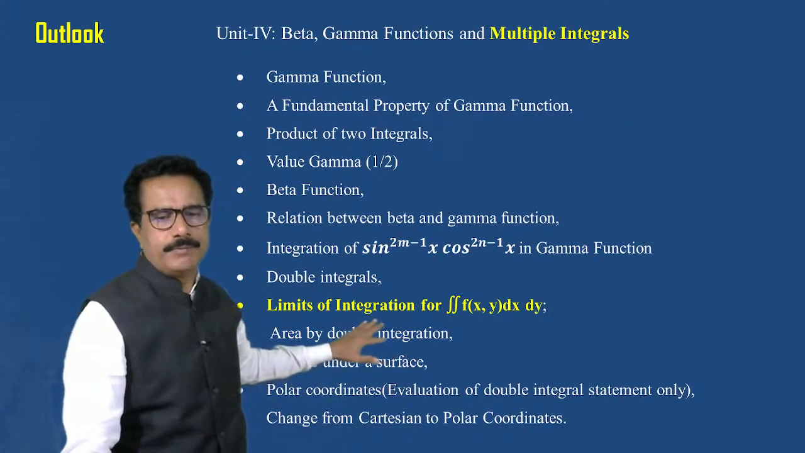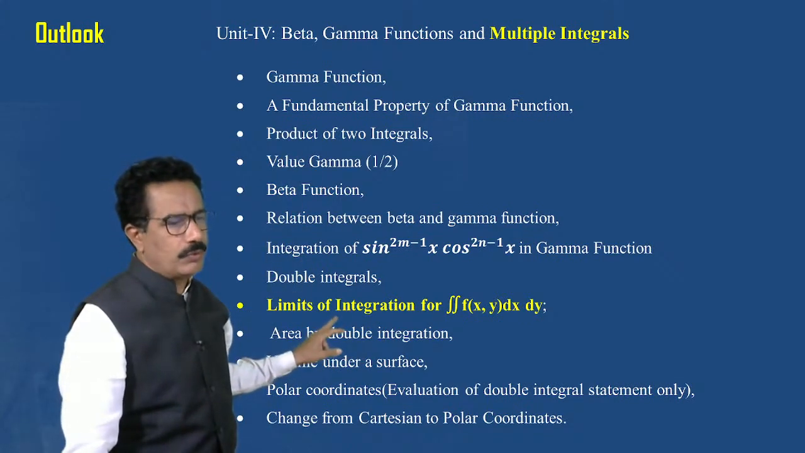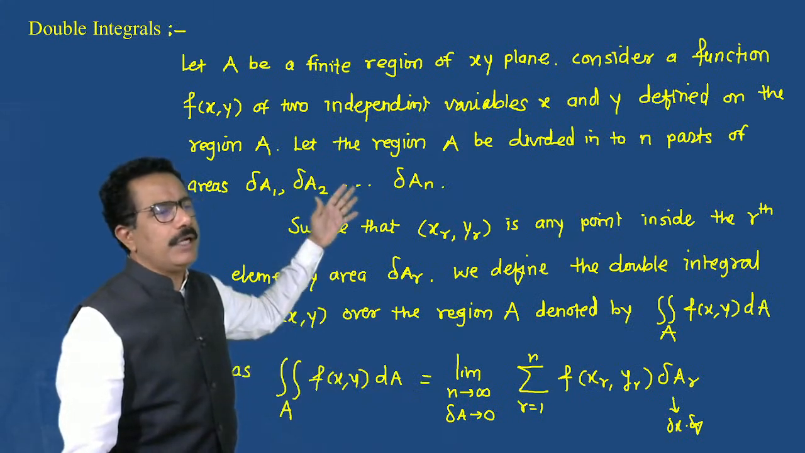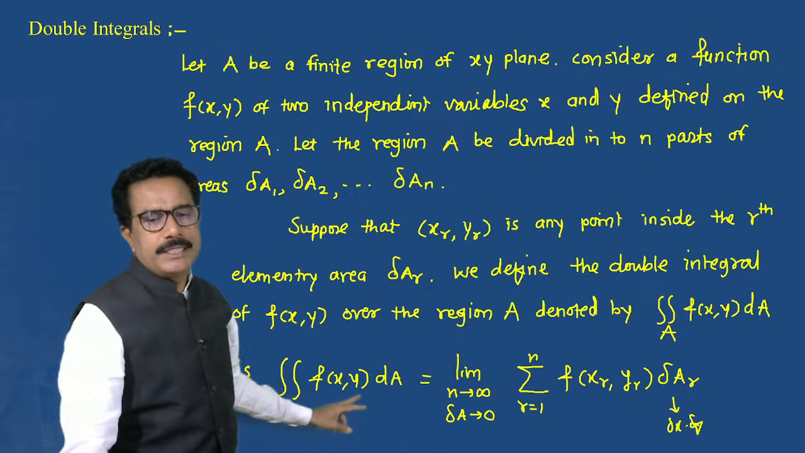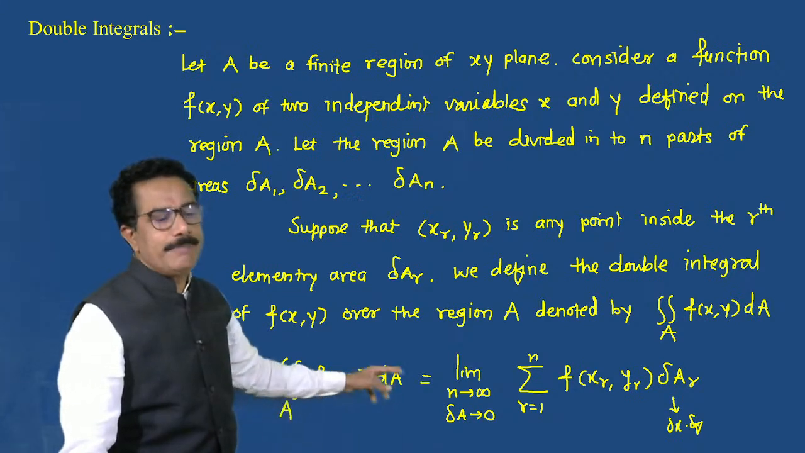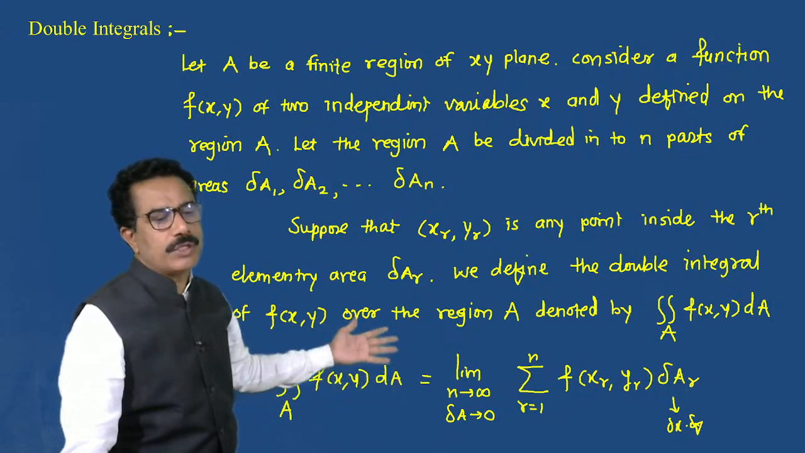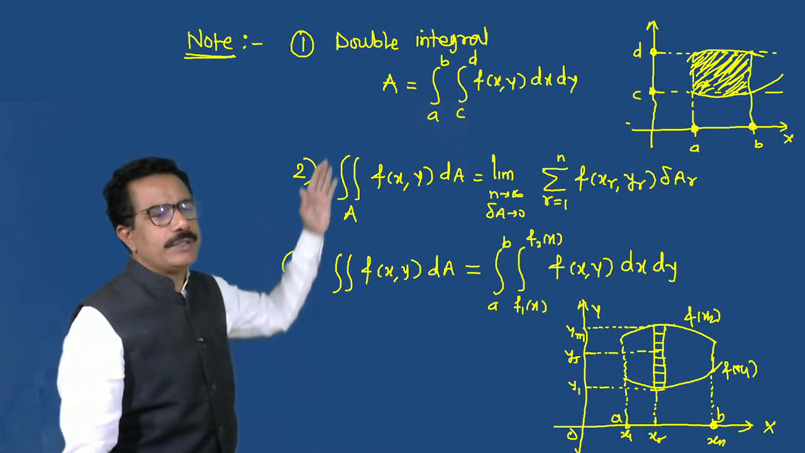Actually this is the fourth chapter. In that fourth chapter we have to discuss limits of integration. Then we shall move towards one by one. Actually, according to the definition of the double integral, it is the limit, n tends to infinity, delta A tends to 0, summation r equals 1 to n f of xr comma yr delta Ar. Okay, so these are the notes.